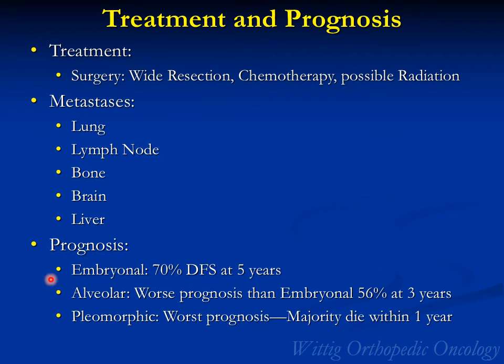Prognosis differs according to the type. Embryonal rhabdomyosarcoma has the best survival rate, 70% disease-free survival at 5 years. Alveolar rhabdomyosarcoma has a worse prognosis than embryonal, with 56% at 3 years. Pleomorphic rhabdomyosarcoma, which occurs primarily in the adult population, has the worst prognosis. Majority of patients die within a year.